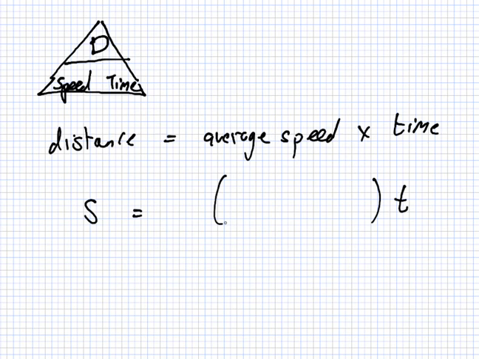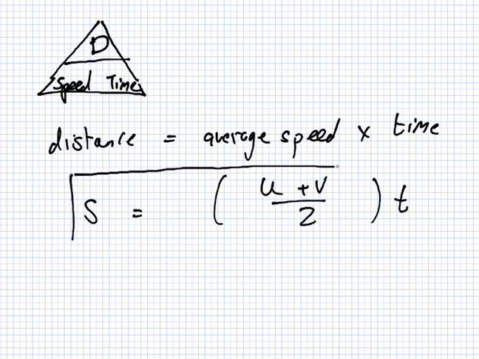So what's the speed at the beginning? U. And what's the speed at the end? V. So, if I have two numbers, what's the average of these two numbers? Yeah, U plus V divided by 2. And in fact, this is another one of our formulas. This is called formula 0 actually.